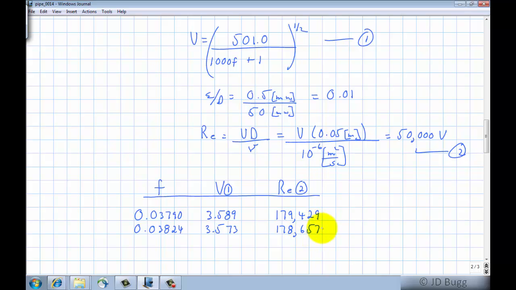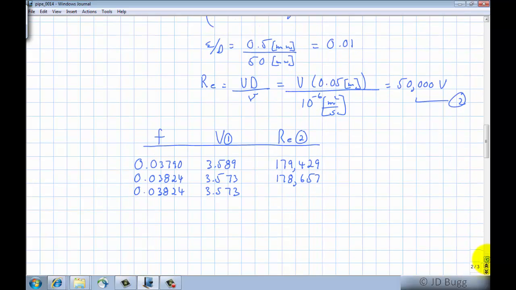178,657. Take that Reynolds number and our roughness into the Colebrook equation again, and we find out that at least to these 4 significant figures, we get exactly the same friction factor. But I carried a couple extra decimal places in my calculator and recalculated this, and it comes out to the same thing actually, 0.573. So this is certainly converged. So we have a velocity at operating point 1.